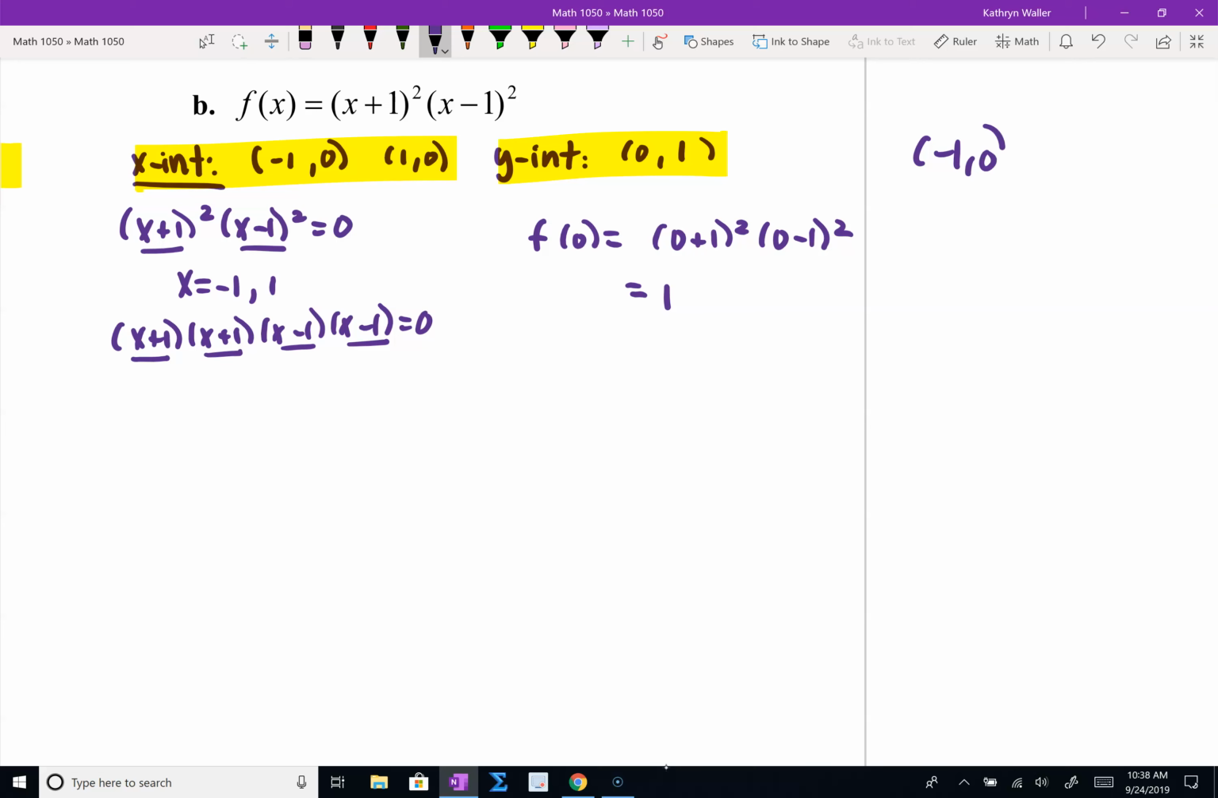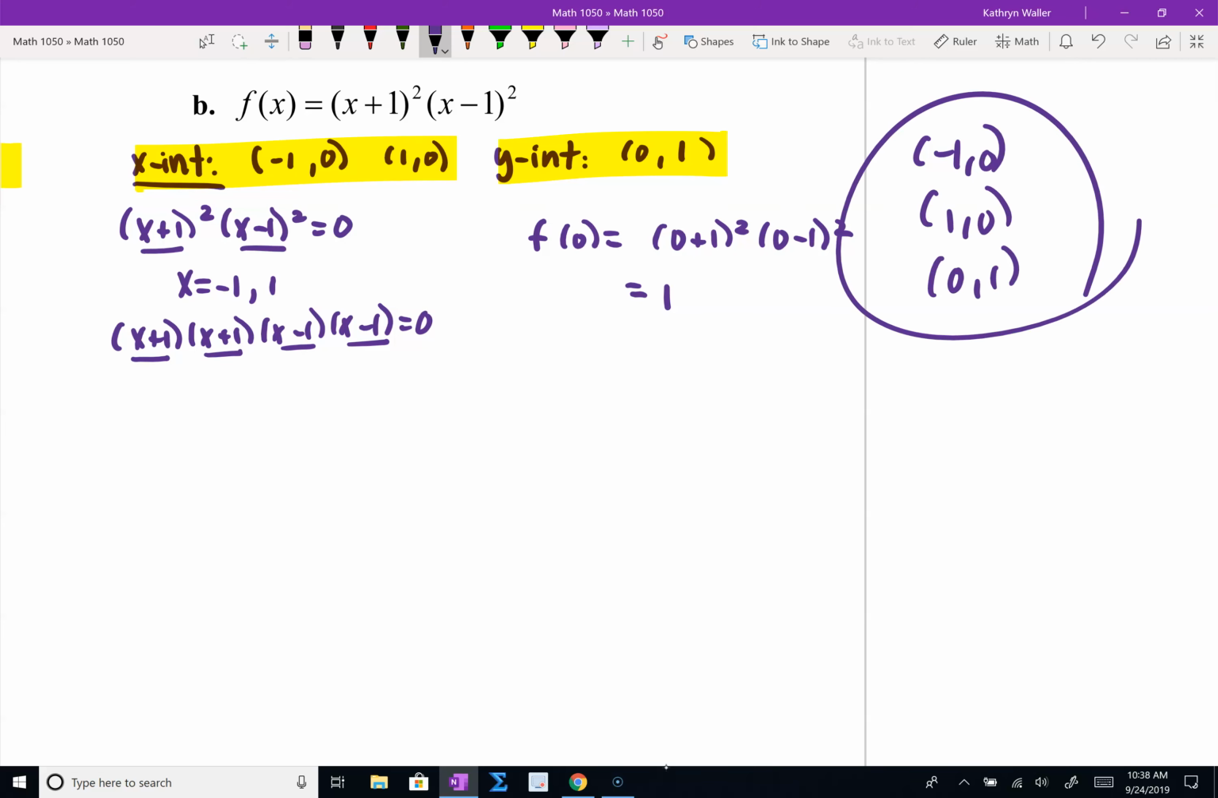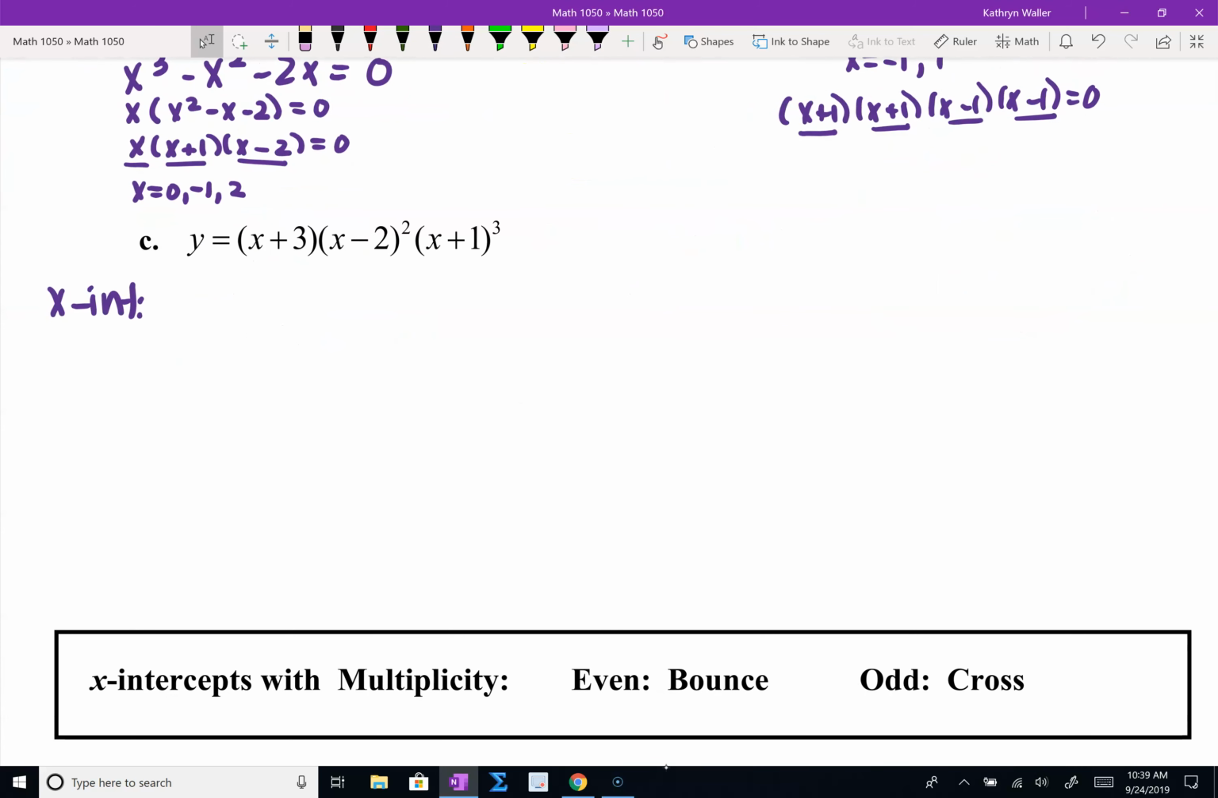On B, they go (-1, 0), (1, 0), and (0, 1). And they don't say which one's which, like which one's the x, which one's the y. I don't know that you know unless you tell me. So differentiate those, okay? Now we're going to go x-intercept, y-intercept, and I'm going to set myself up.